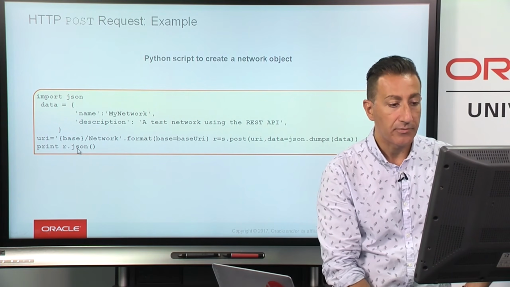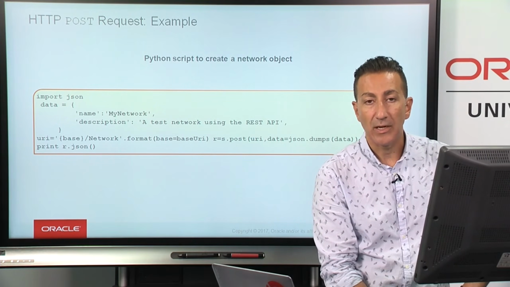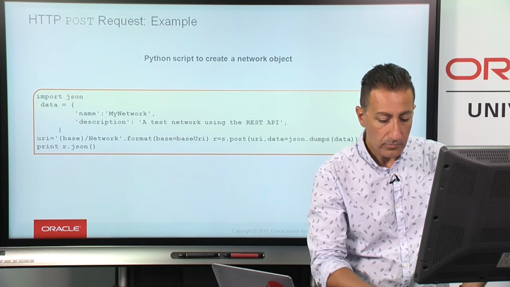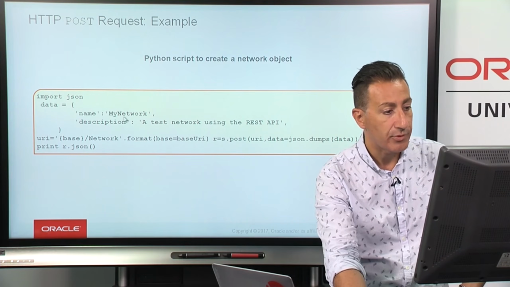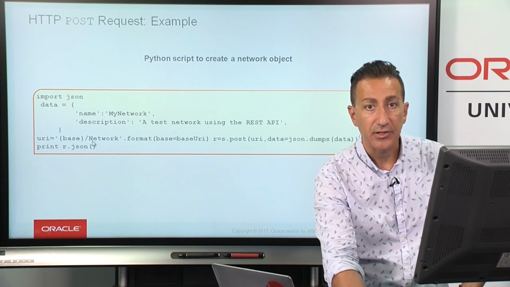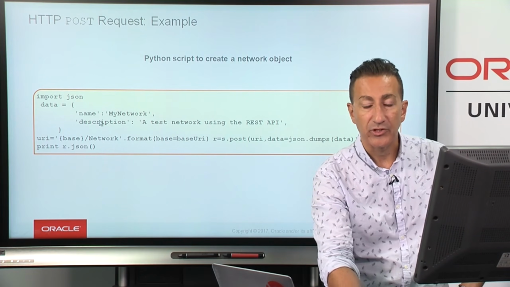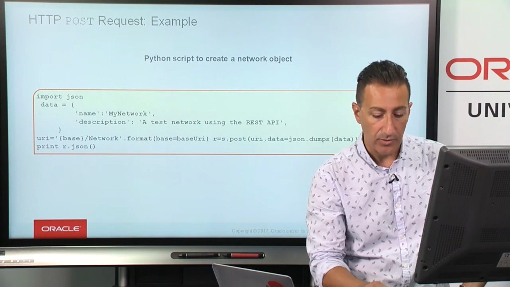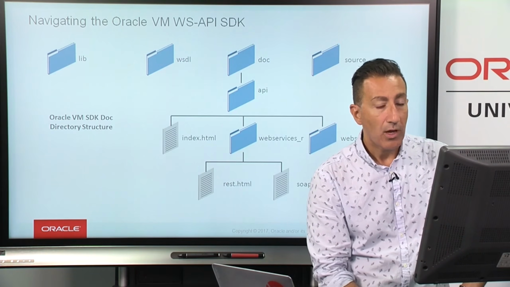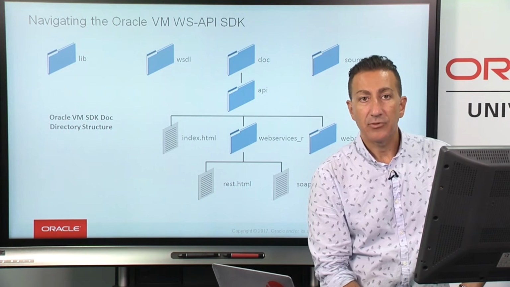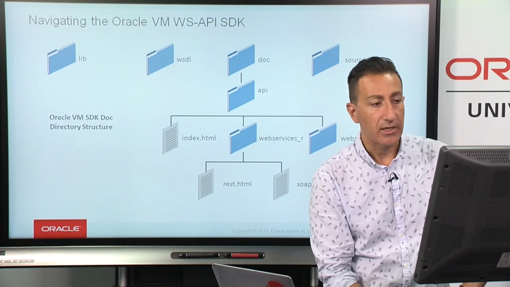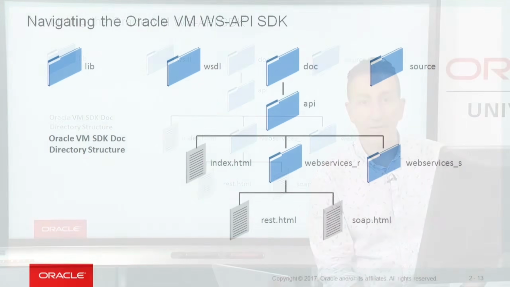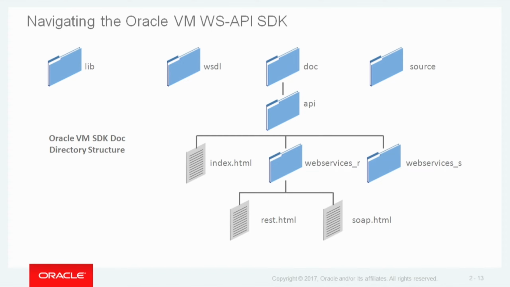And after that, we print the request output. Basically, it shows us whether the network was created successfully or not. So you are able, for example, to use variables in this script with Python and automate the process of creating multiple networks using loops, and so on. For more detail on how to perform this, you have the Web Services API Software Development Kit. Remember, you get access to this with the Oracle VM Manager ISO image.